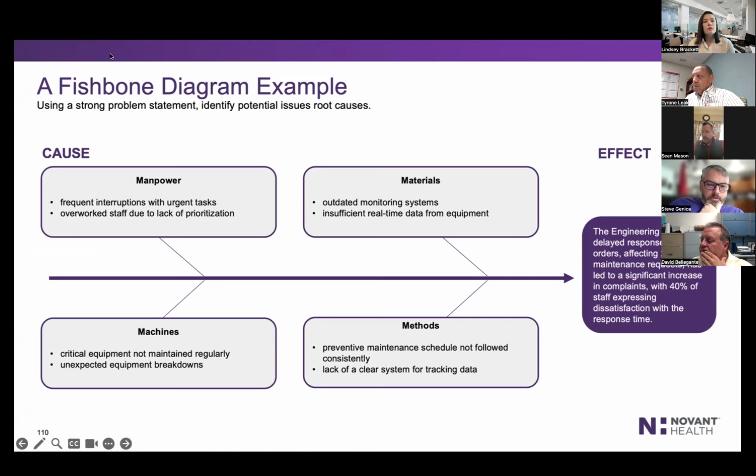Are we always using the 4Ms, or could it be anything there? The machine, manpower, materials? Can you think of another? I mean, that's a great question. Can you think of something that would be a potential cause that is not listed here, that wouldn't be classified in one of these groups?